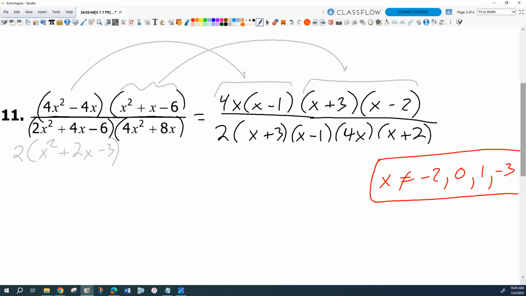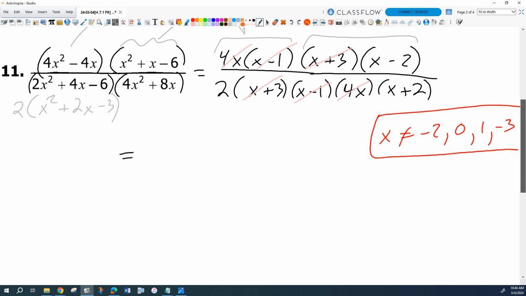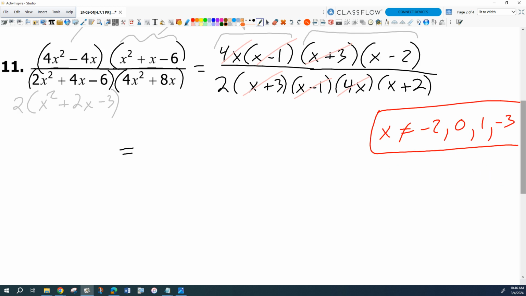To simplify, that's our answer, but it's not simplified. Cancel, yeah. So cancel like factors. So let's see, there's a 4x that cancels. I've got an x plus 3, x minus 1. Okay, good. So then we end up with our final answer. Just looks like what's left on top? Just x minus 2. And on bottom, 2x plus 4. And then we'll just leave it factored. 2 times the quantity x plus 2.